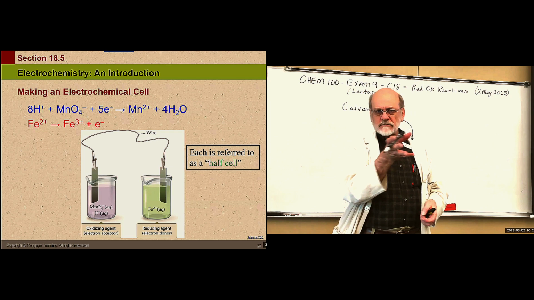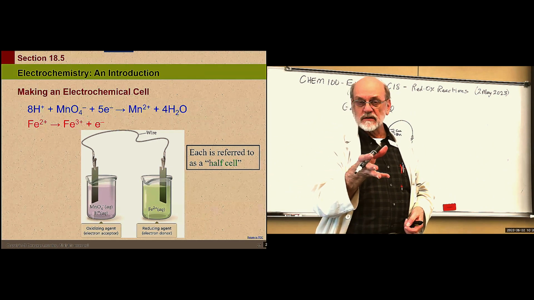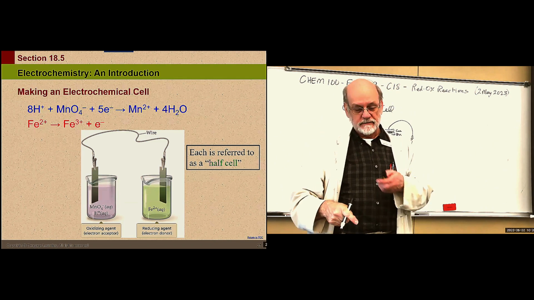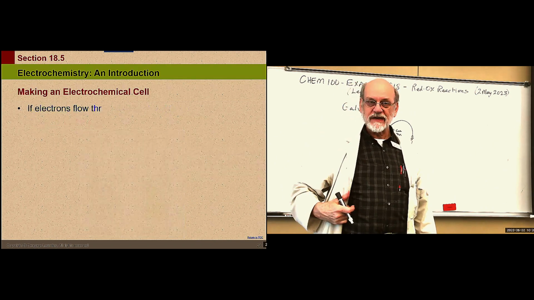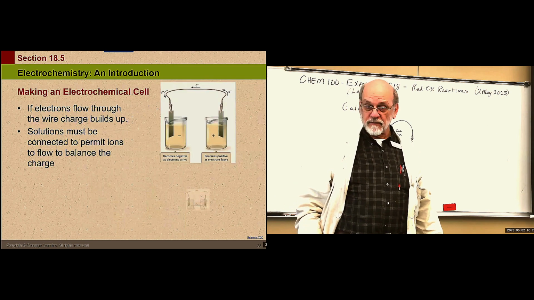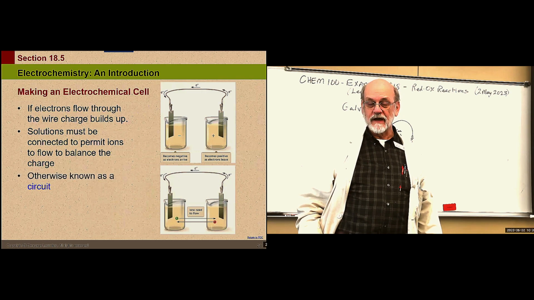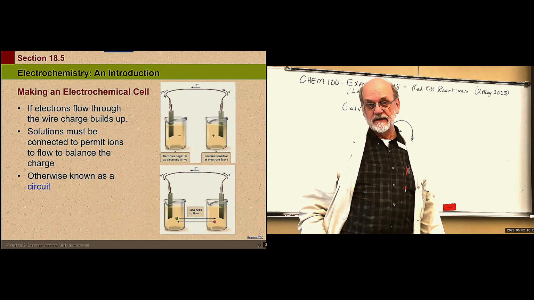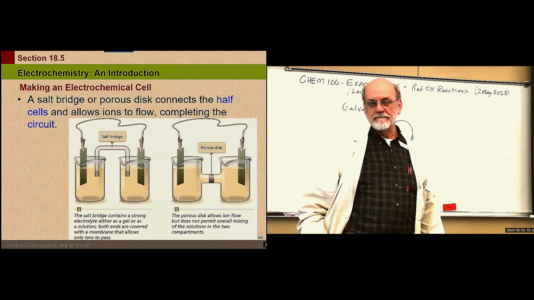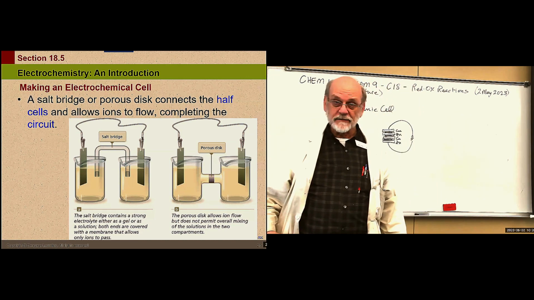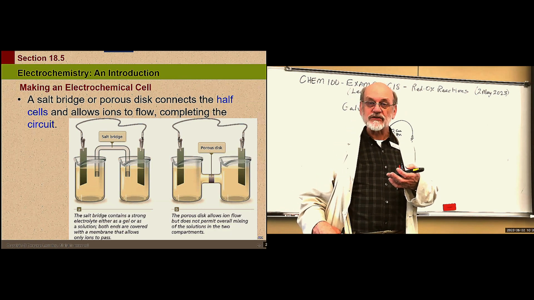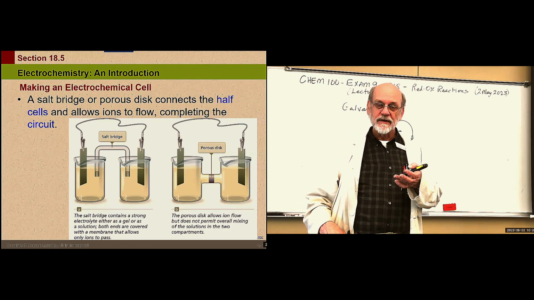But notice, these two reactions cannot occur. Even though we've got a wire connected, we don't have a complete circuit. So how do you make a complete circuit? Well, to keep from building up charge, which would happen over time, we complete the circuit with some type of a bridge. Salt bridge is one way. We just put an ionic solution in that bent tube, the salt bridge.